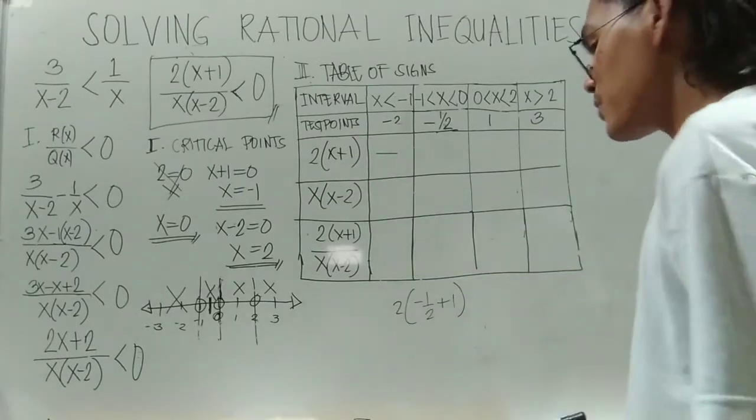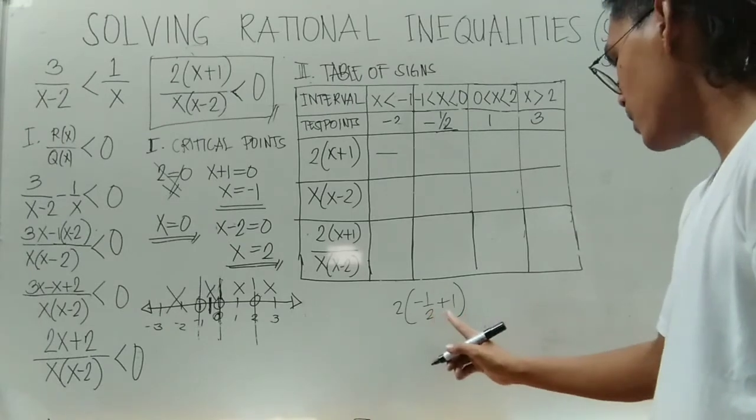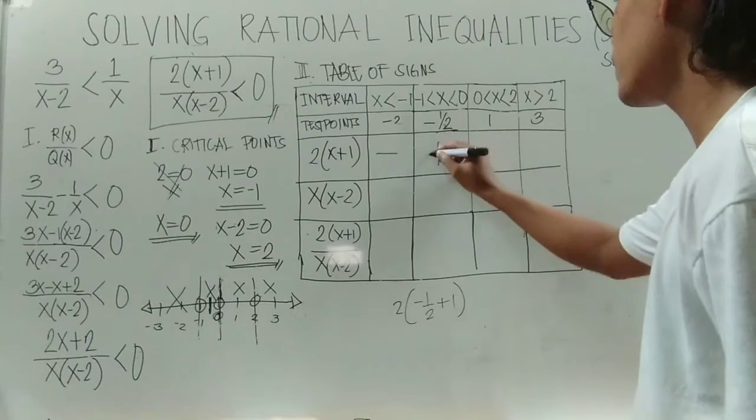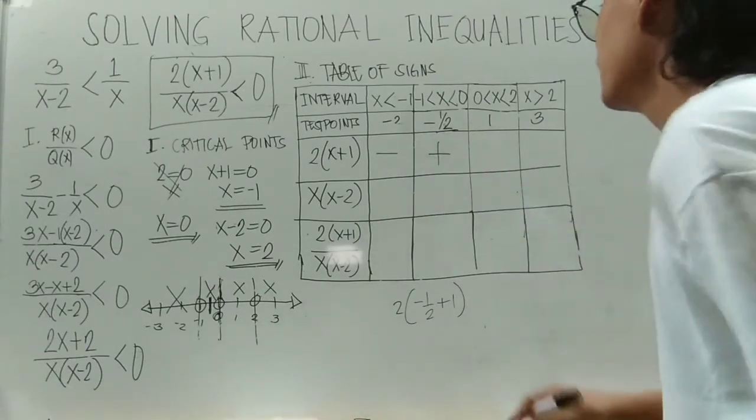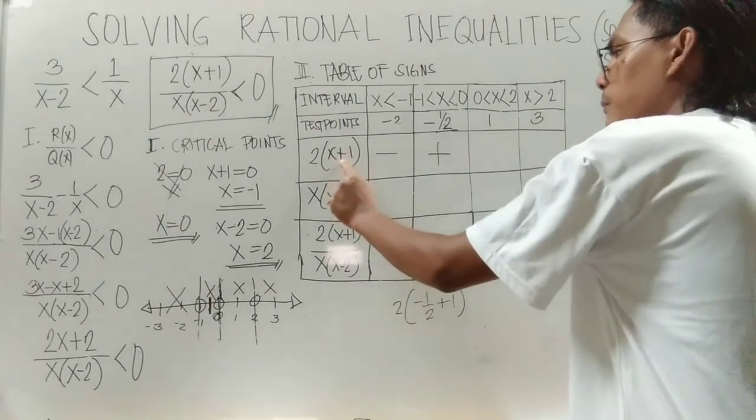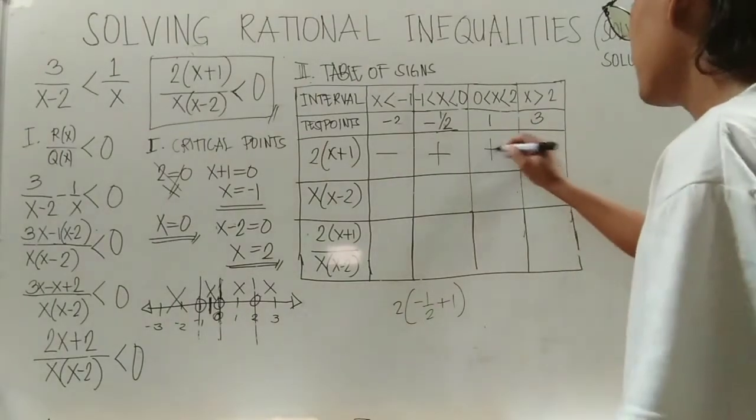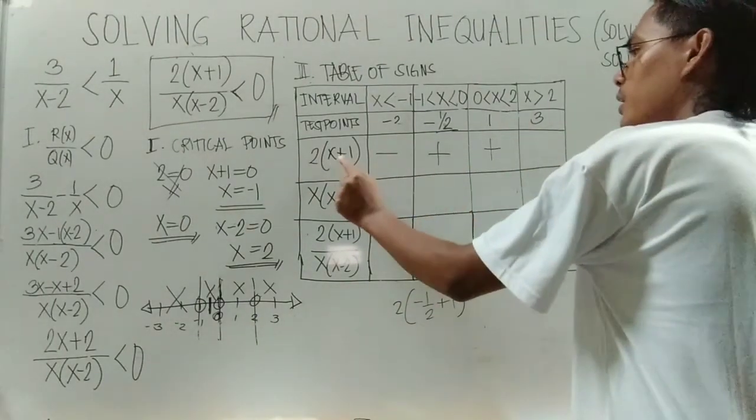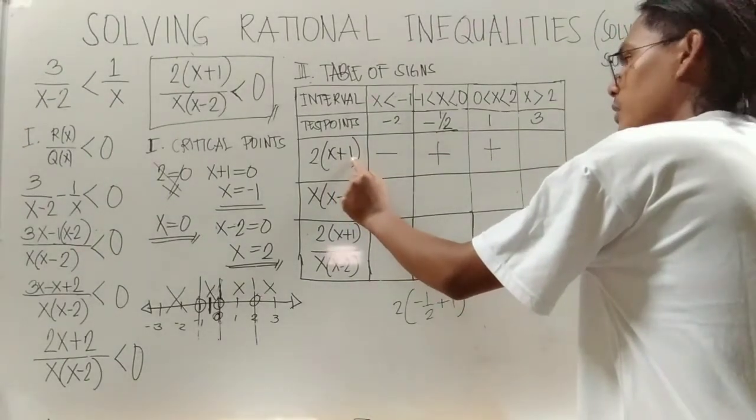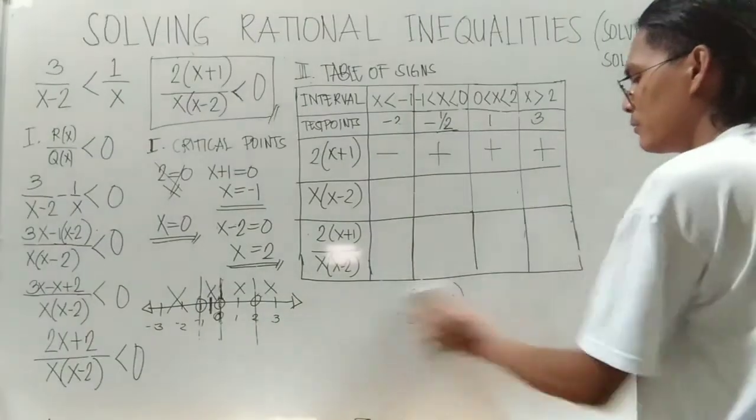So just do the substitution. Negative 1/2 plus 1, the greater value is 1 than 1/2. So you have positive 1/2 times 2. Of course, you will have the positive value. Then x is equal to 1: 1 plus 1 is 2 times 2, so you have positive 4. Then you have 3 plus 1. Again, your x is 3 plus 1, so 4 times 2 is 8. You will have the value of a positive number.